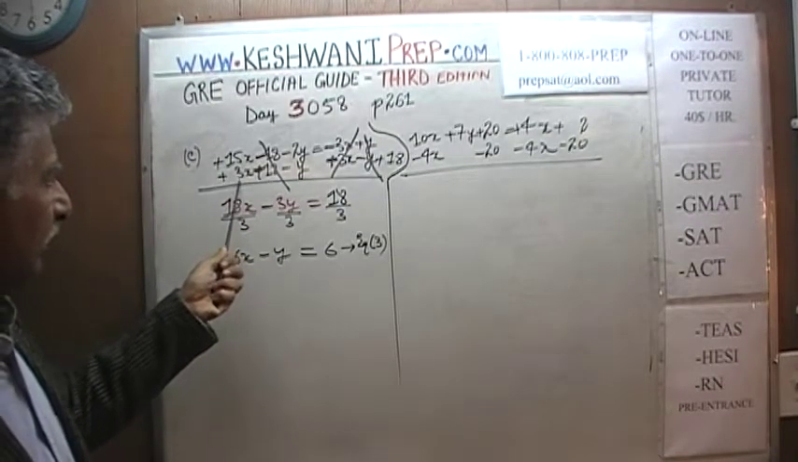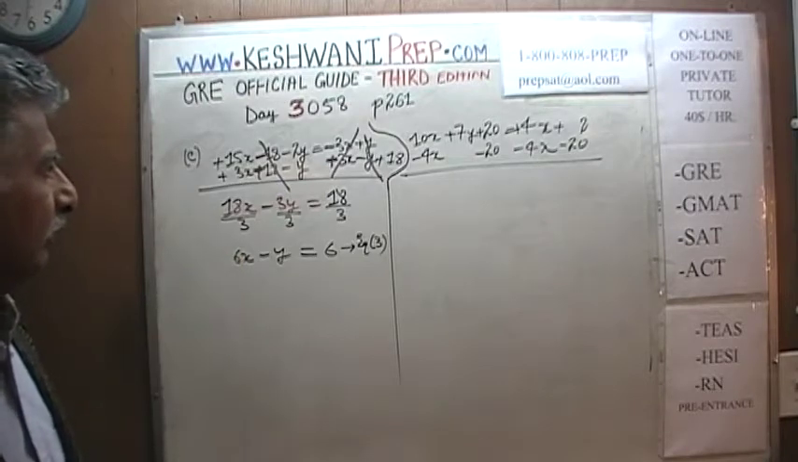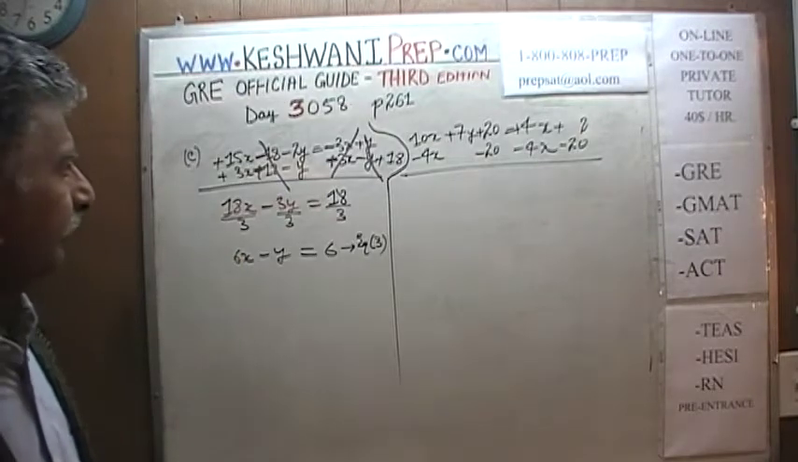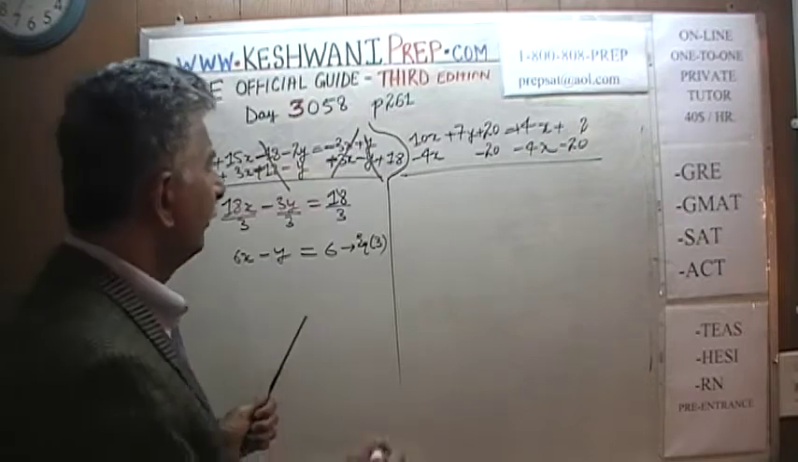That 3 is underneath the unit digit. It looks better. Do you understand? It looks nicer. That's all. So let's do it out.